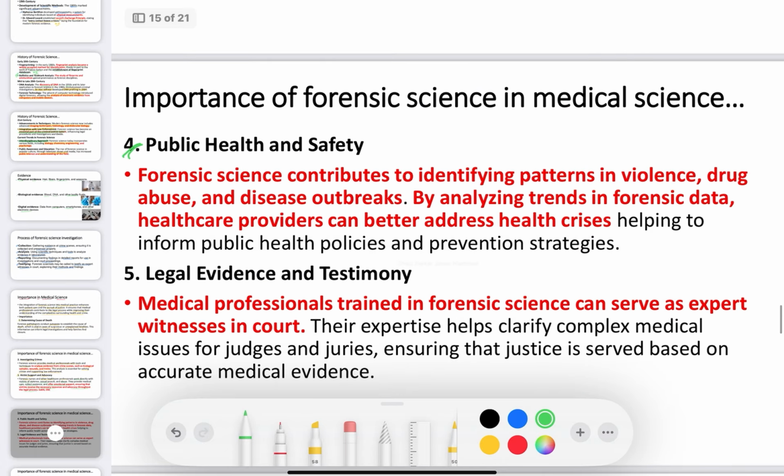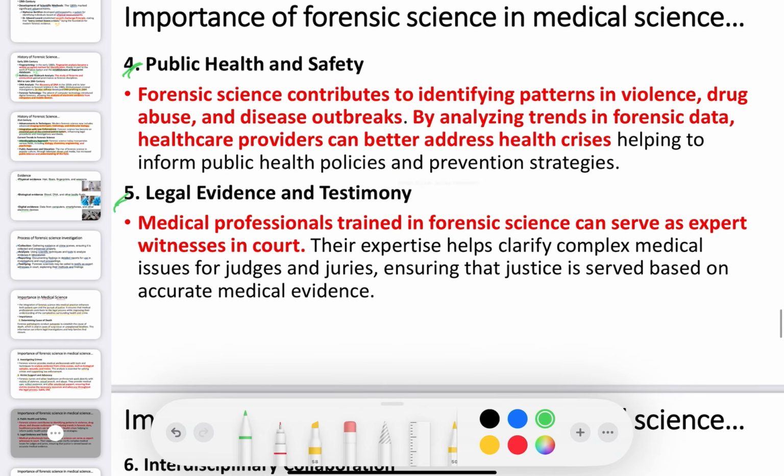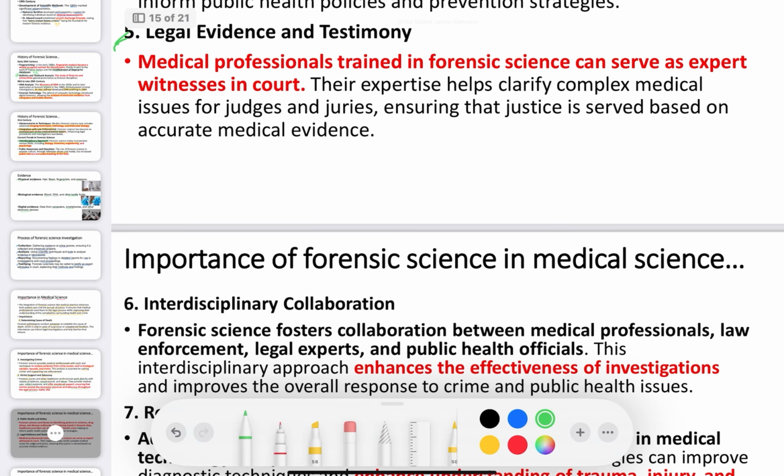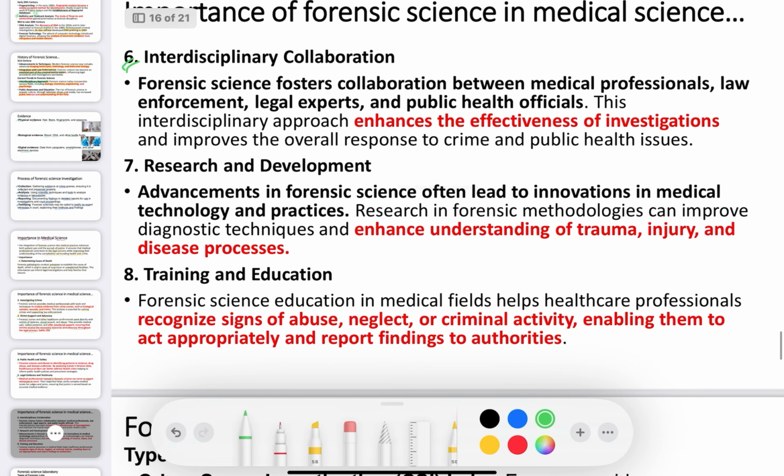Fourth one is public health and safety. Fifth one is legal evidence and testimony. Medical professionals trained in forensic sciences can serve as expert witnesses in court. Sixth one is interdisciplinary collaboration. Forensic sciences foster collaboration with medical professionals, law enforcement, legal experts, and public health officials.